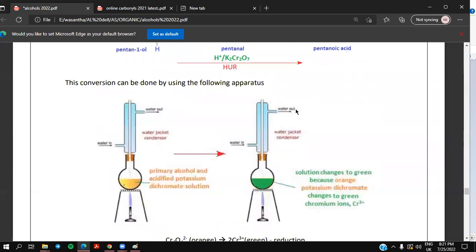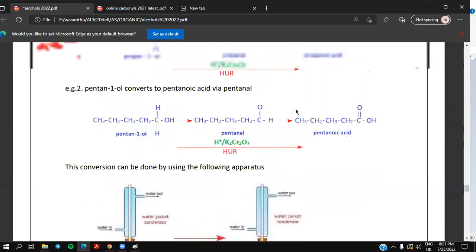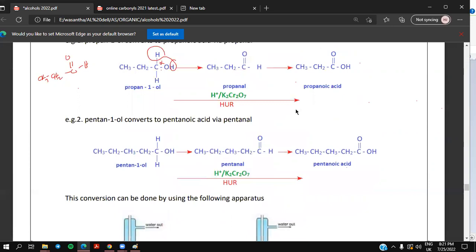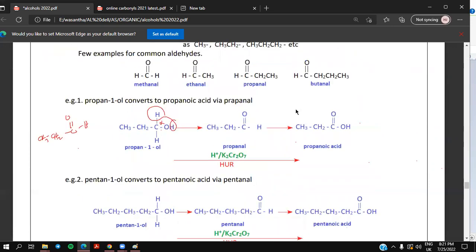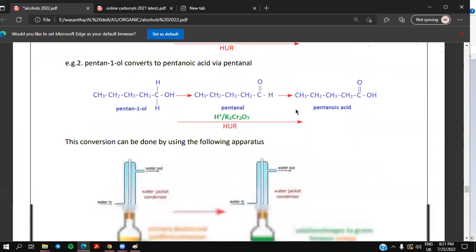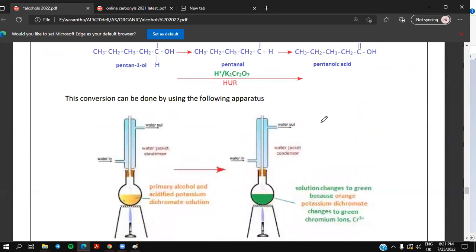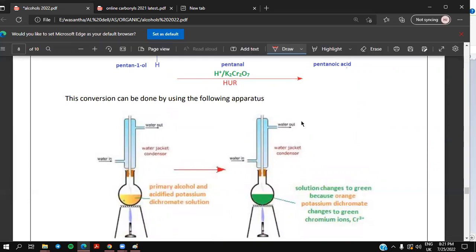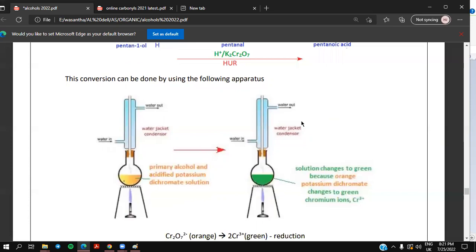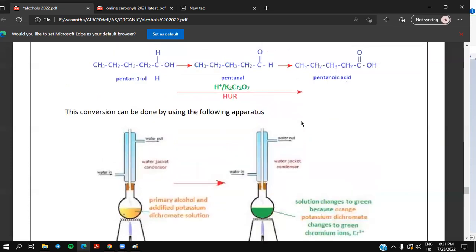This conversion can be done by using the following reagents. What is this conversion? Alcohols to carboxylic acid. I have shown here acidified K2Cr2O7 in green because these are going to be used as oxidizing agents.